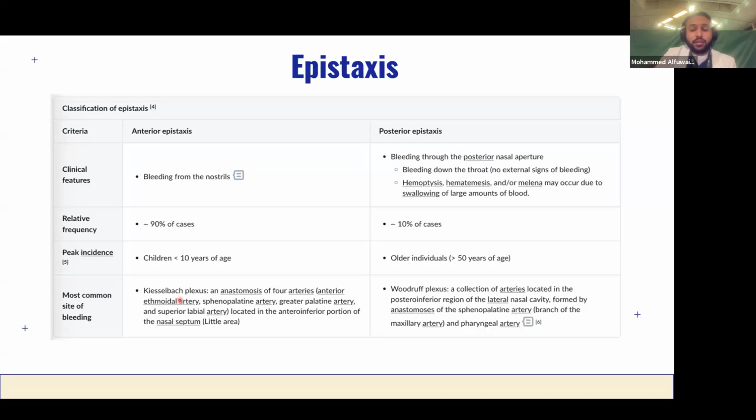Is this clear? Do you need to know all of these steps? No. Okay. But this is for you to explain because he put it all for you, but actually in reality, it's steps that we follow. This comes first, then this, then this. What you need to remember is the location, which is the Kisselbach's plexus, and the cause, which is dryness usually, or children being children and picking their nose. And this method, the pinching of the nose, is very important.